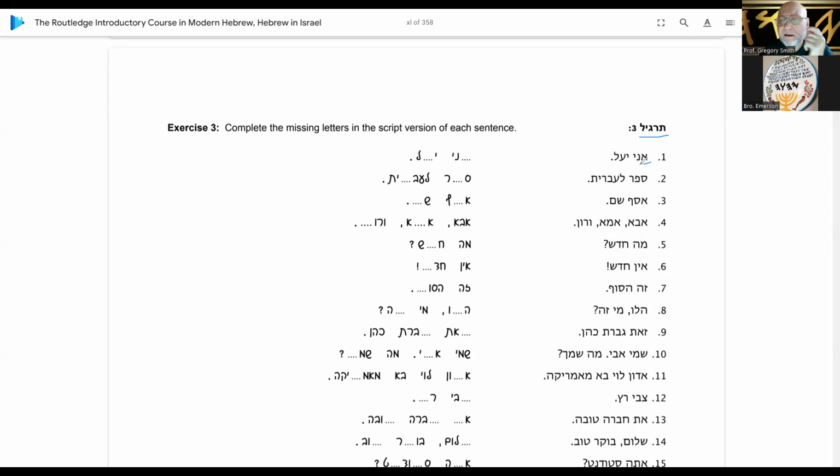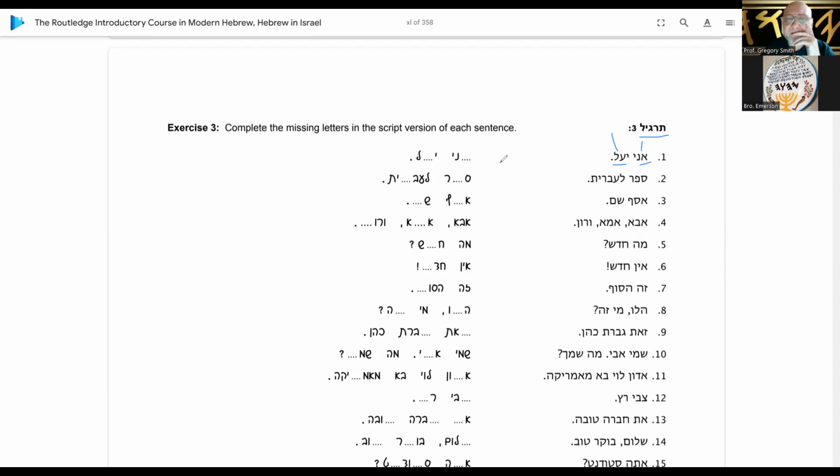So we have Ani here, and we have Yael. Yael, I believe, is a personal female name. In fact, she's mentioned, I believe, in the Book of Kings. Remember, this is the one that drove the tent peg into the temple of Sisera and killed him. And she was hailed as a heroine because she delivered Israel. But Ani means I.